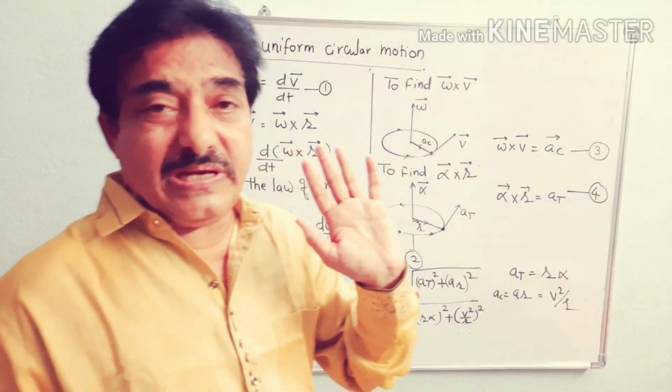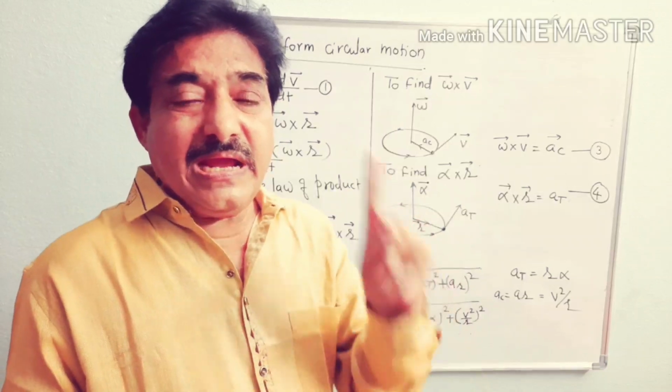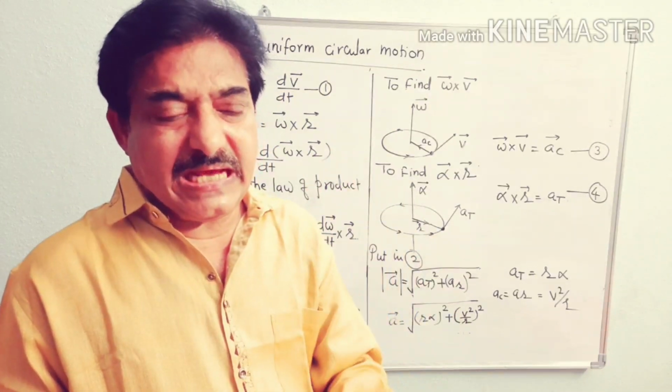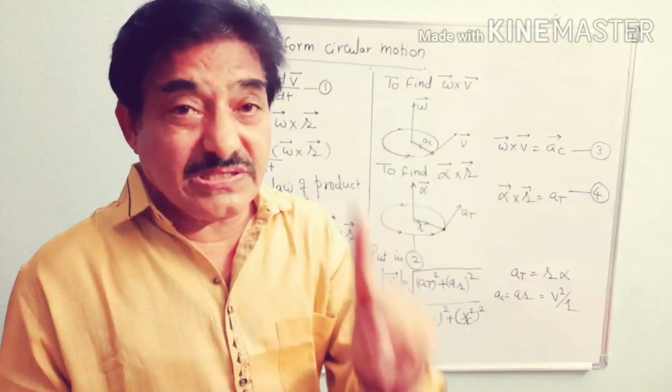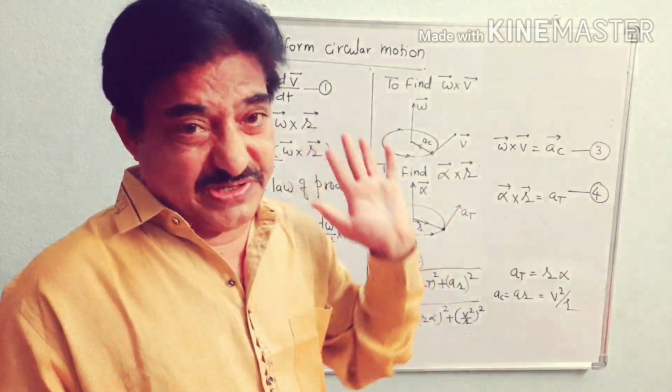So what are AT and AR? AT is the tangential acceleration which causes the change in speed of the particle.